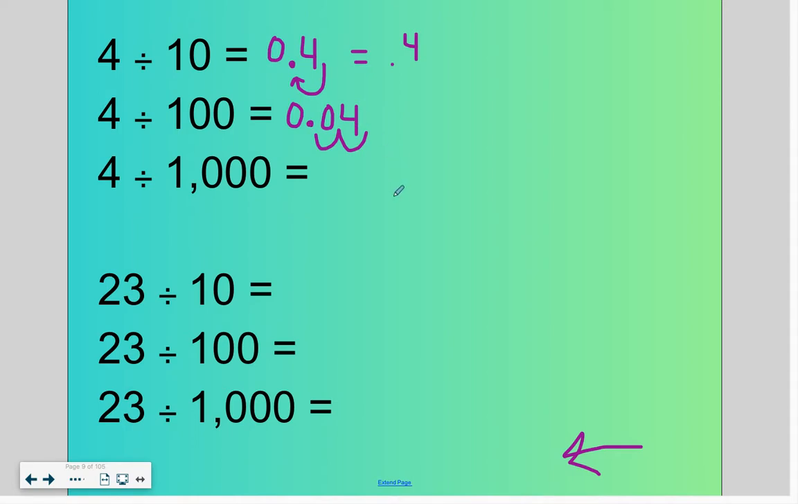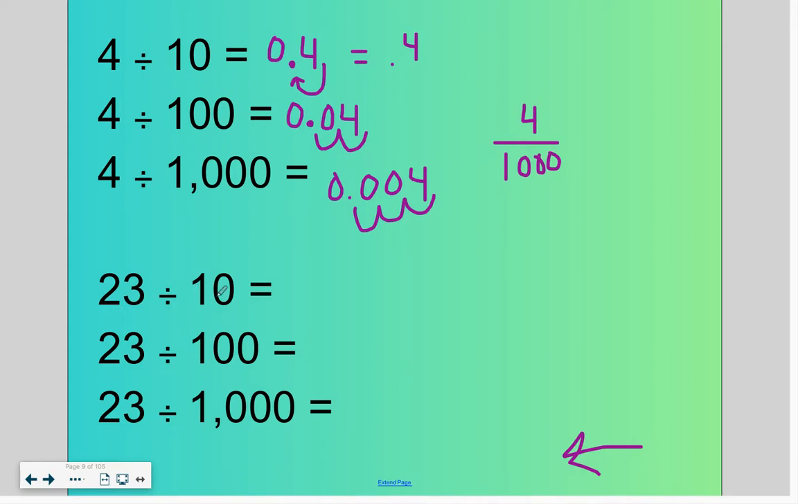And our last one is 4 divided by 1,000, which, if we think about fractions like division, that's the same as saying 4 divided by 1,000, or 4 thousandths. We're going to end up with that decimal of 4 thousandths. 1, 2, 3. And we get the decimal version of that fraction of 4 thousandths.